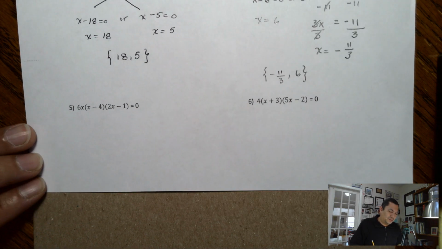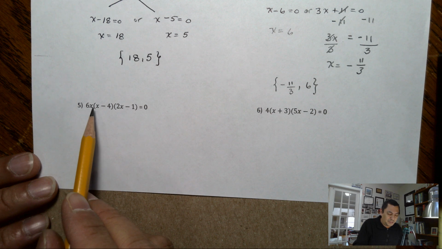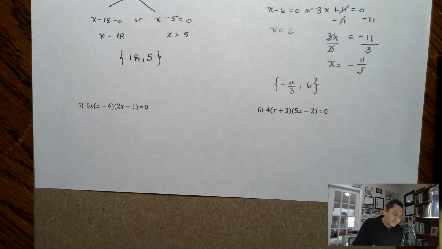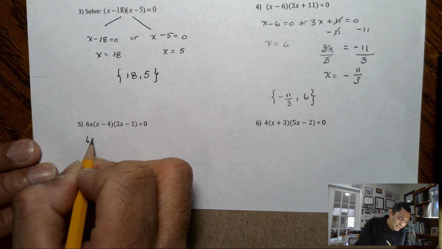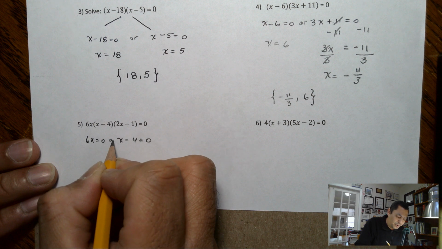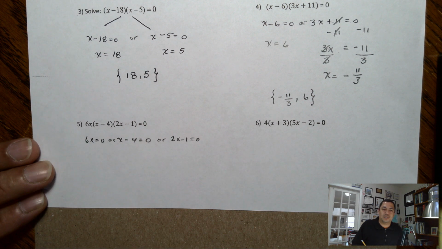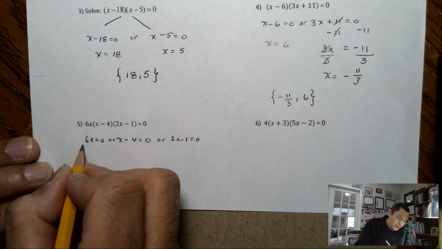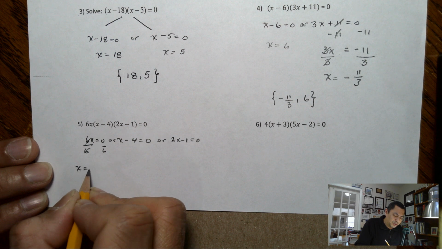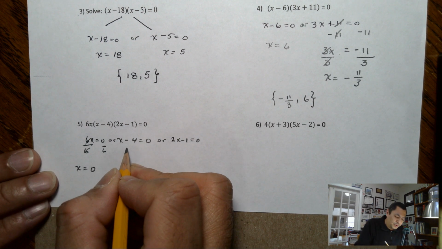Next one. I have 6x times x minus 4 times 2x minus 1. We're going to split all of them. 6x equals 0, x minus 4 equals 0, you can put or there, or 2x minus 1 equals 0. We divide by 6 on both sides, so x equals 0 is the first one. For x minus 4, we add 4.